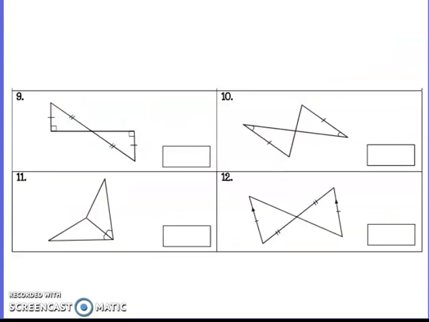I want you to try the next 4 on your own, see what you can get. Bring it to class tomorrow. We will go over it then.